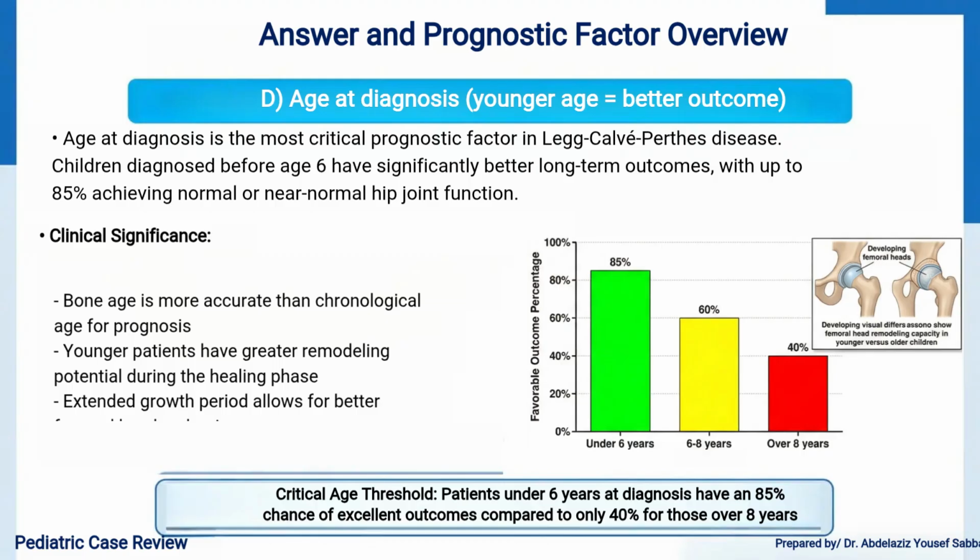Younger patients have greater remodeling potential during the healing phase, and the extended growth period allows for better femoral head reshaping. Early intervention in young patients maximizes treatment effectiveness. Critical age threshold: patients under 6 years at diagnosis have an 85% chance of excellent outcomes compared to only 40% for those over 8 years. This data underscores why early recognition and referral are so important in clinical practice.